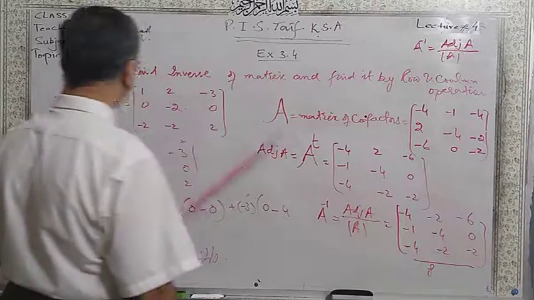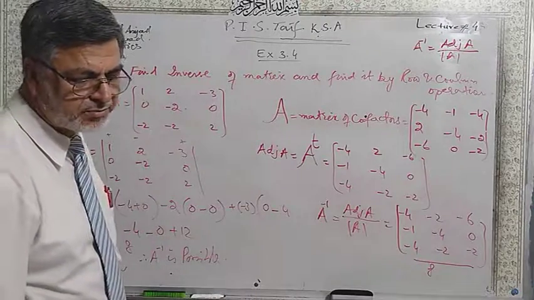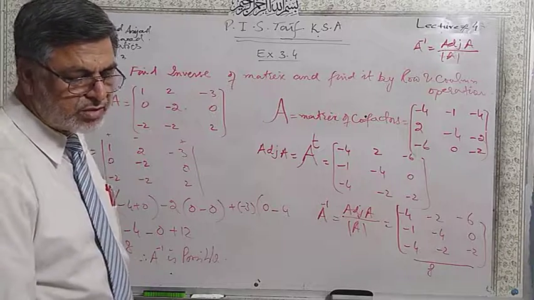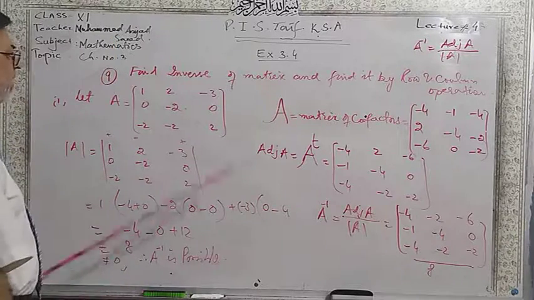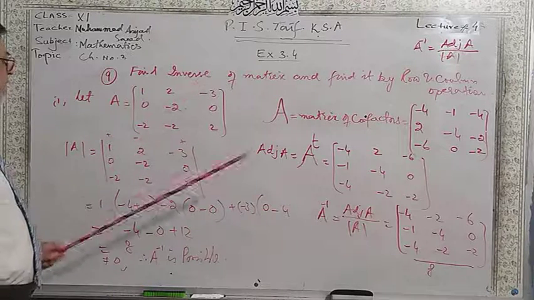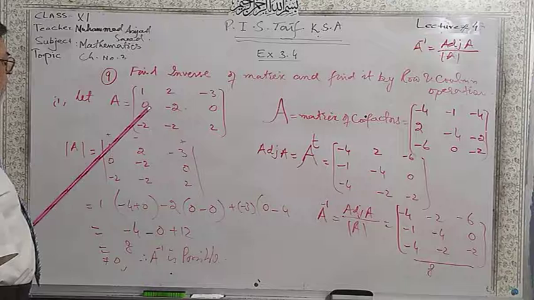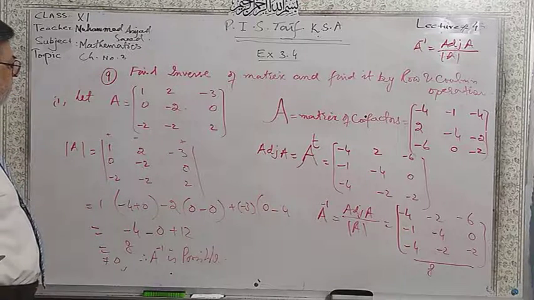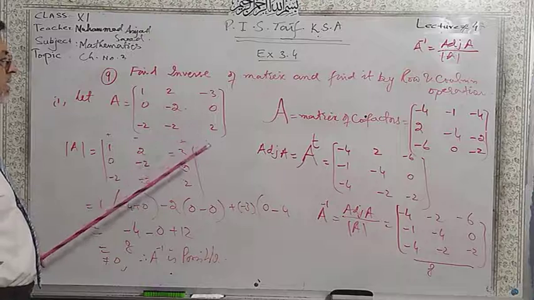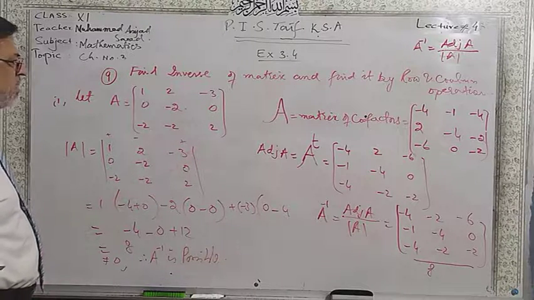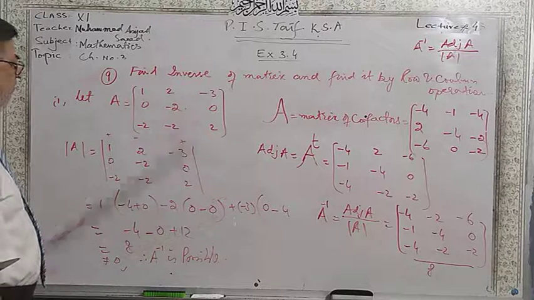Matrix of cofactors 1, 2, minus 3, 0, minus 2, 2, and minus 2, minus 2, and 2. We have the cofactor of 1, 2, and minus 3, the cofactor of 0. So we will remove this row and this column. 4 minus 6, that will be minus 2.